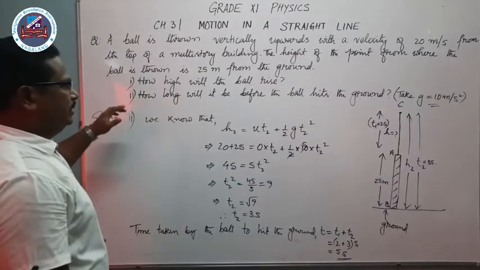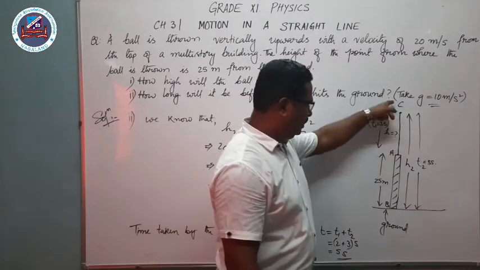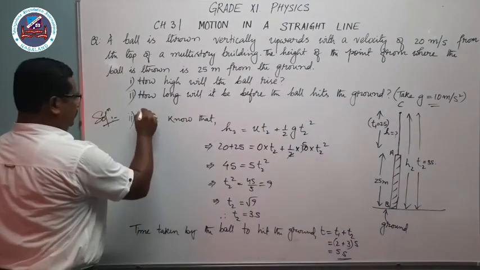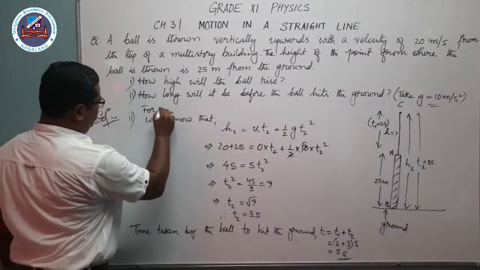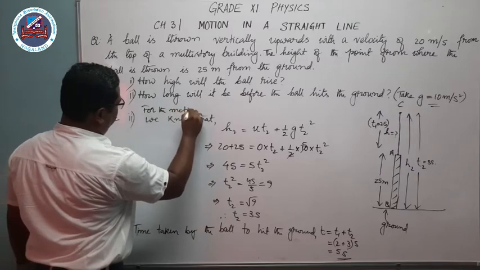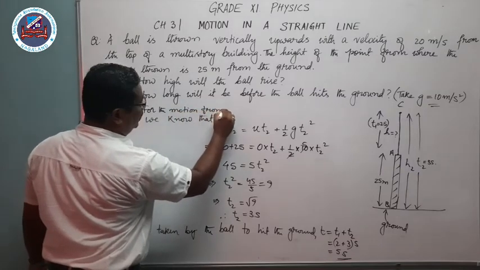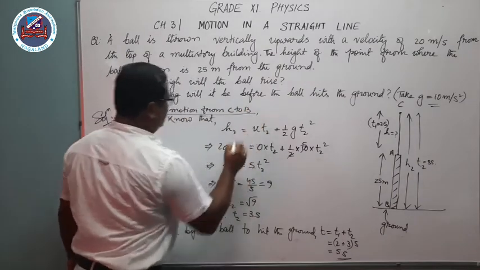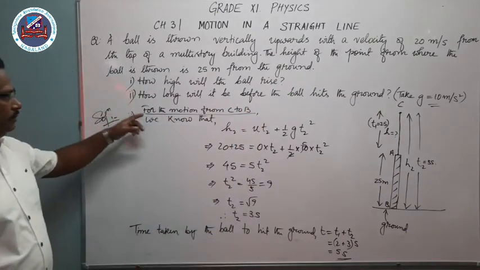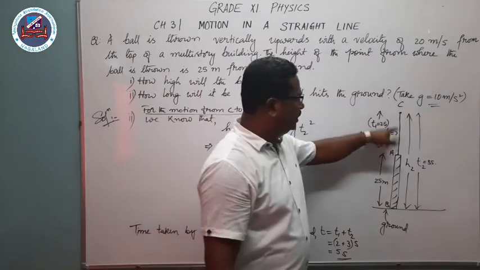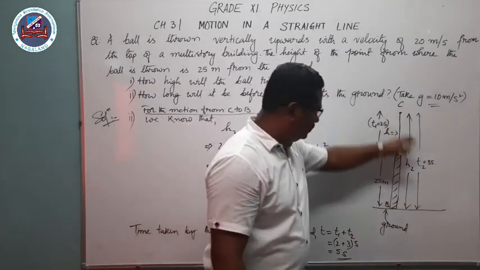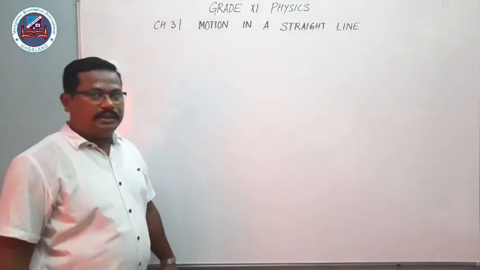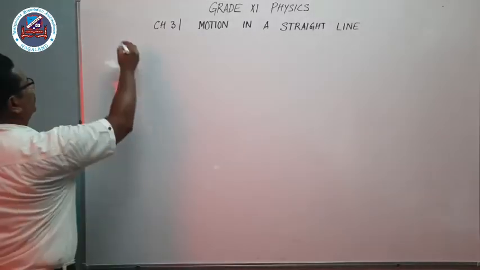For the first one, you can write for the motion from A to C. Now you can write for the motion from C to B. Like this you can write down. In the earlier case, you can write for the motion from A to C in the upward direction. Then we need it for the downward direction. Now let us see Galileo's law of odd numbers.